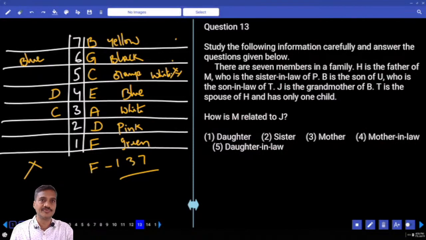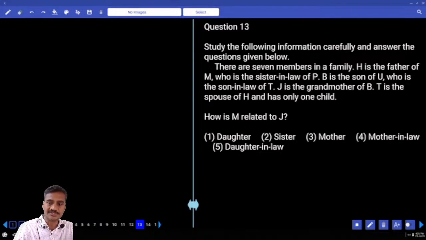Now in this 13 to 15, blood relations. Then how many members are there in this family? And there are some 7 members. Now 7 members are there in a family. Now H is the father of M. M is the sister-in-law of P. M is the sister-in-law, M is the female.